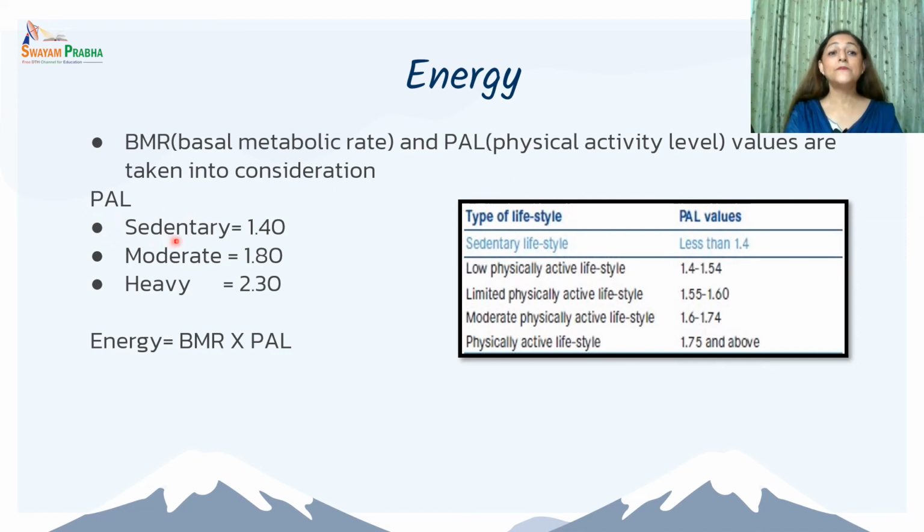The first one is the sedentary lifestyle, and the PAL value has been assigned as 1.40, and for the moderately active person the value is 1.80, and for heavy worker it is 2.30. Now what are these values for? These values will be used to calculate the energy requirements. So the energy requirement will be calculated by multiplying the basal metabolic rate of a person with the physical activity level value. Now let us see how this calculation works out.